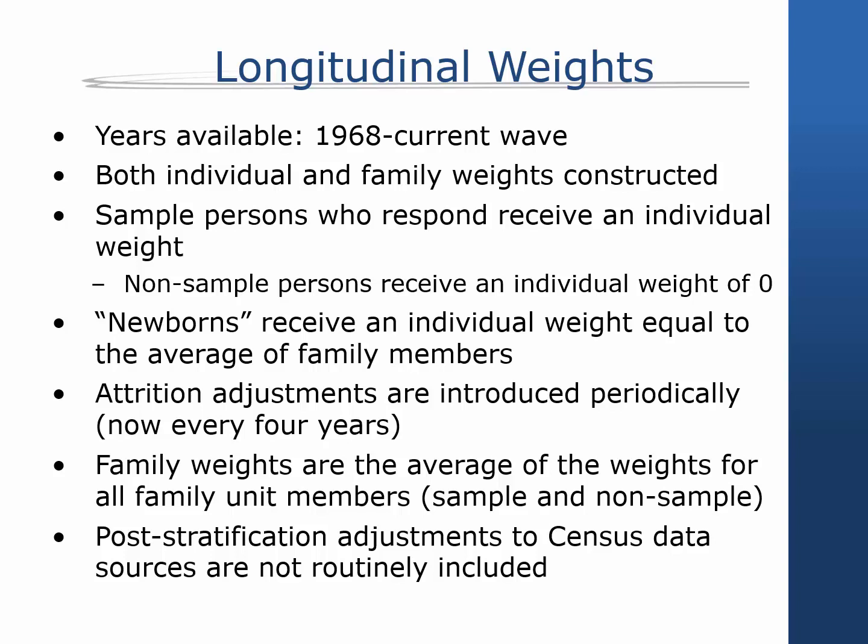Newborn sample members receive a weight that is equal to the average of all family members. Attrition adjustments that account for non-response are introduced periodically. The longitudinal family weights are the average of the longitudinal individual weights for all family members, including weights with values of 0 for non-sample family members. Post-stratification adjustments are not routinely included in constructing the longitudinal weights.